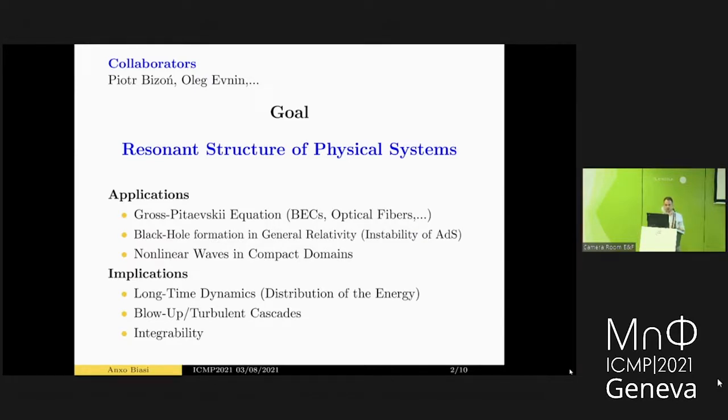Some implications that I am going to show are that we can use these resonant structures to study the long-time dynamics or the blow-up of some solutions, for example turbulent cascades, in the sense that the energy spreads through the spectrum and excites high modes. At the end of the day, we have some kind of blow up, the Sobolev norms blow up. And we have also found some integrable structure, so it has connections with integrability.